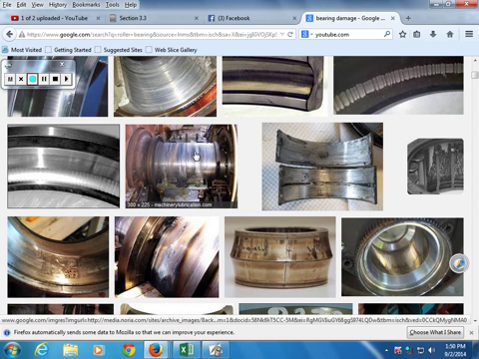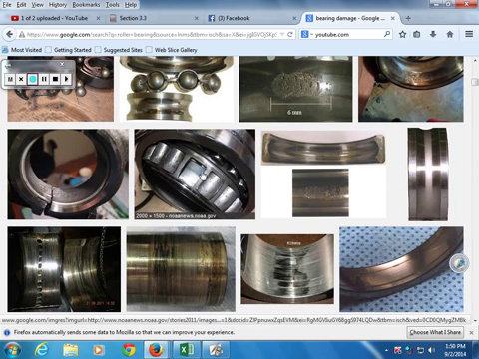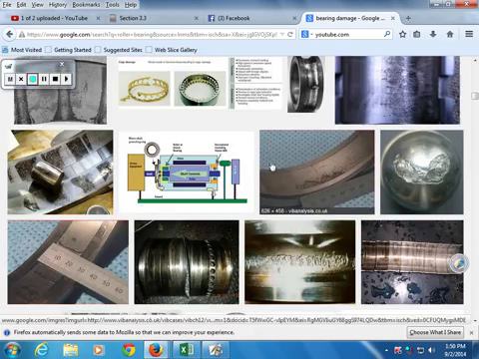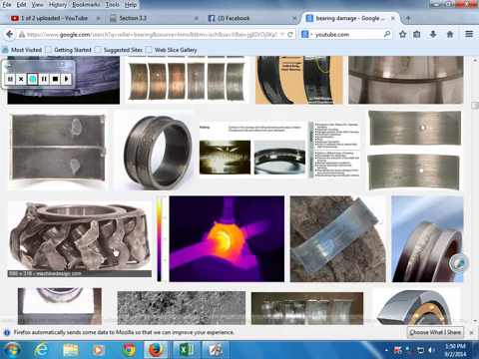Okay, there we go. There's a shaft right there with bearing damage. Look at it. See how scarred it is? There's a bearing that the roller has come out of. There's a bearing that's cracked because of the heat. Still not what I'm looking for. There's a bad bearing.